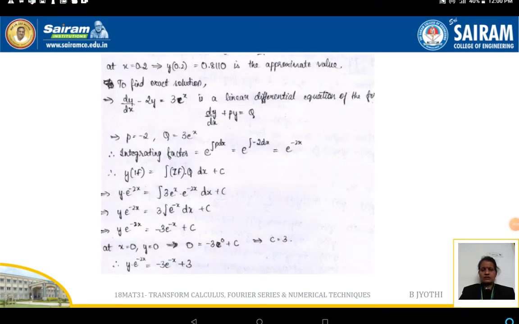Next, to compute the exact solution, before that, if you put x equals 0.2, y of 0.2 will be 0.8110, which is the approximate value.